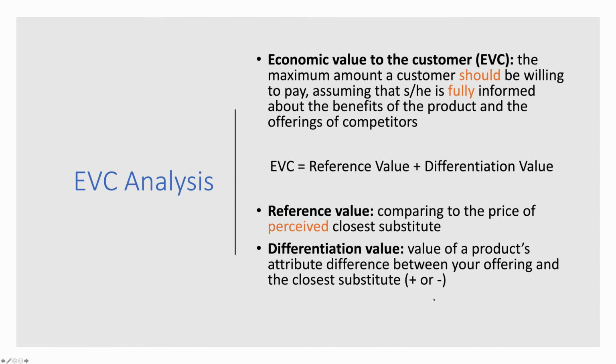So put this in a formula, EVC is equal to reference value plus differentiation value. Here, reference value usually refers to the price of the perceived closest substitute. Differentiation value is the difference between the value of your product versus the closest substitute. And the differentiation value can be positive or negative.